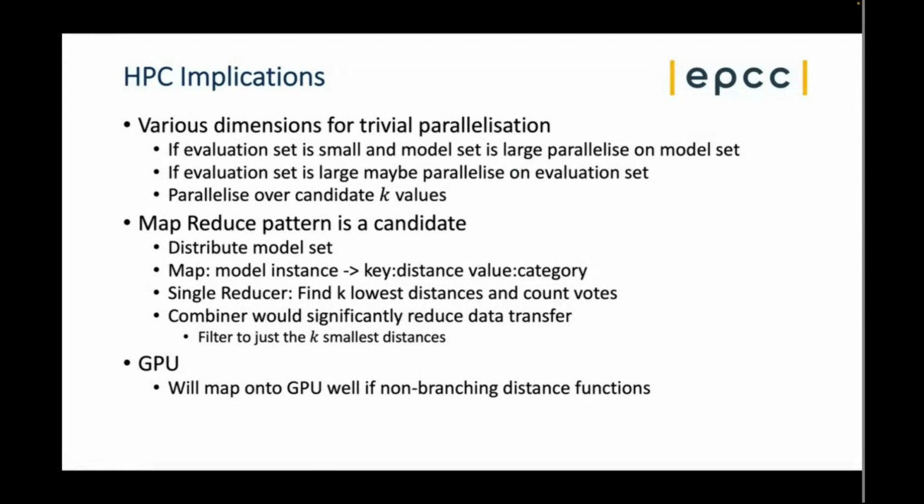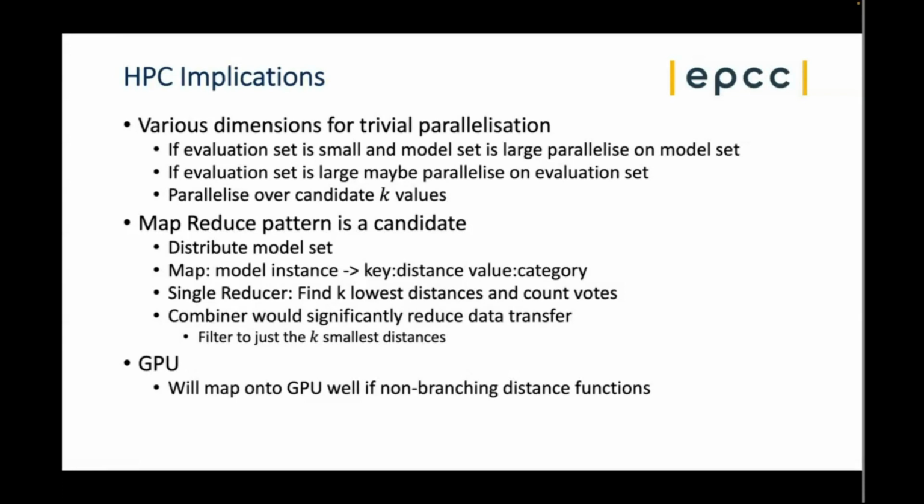This is maybe a little bit out of place here, but just a comment on the performance of this algorithm. One thing about K nearest neighbors is that there are various possible ways you can parallelize it and scale it up. If the evaluation set is small and the model set is large, you can parallelize on the model set. Those are the training set. If the test set is large, maybe you could parallelize on the test set. You could parallelize over different candidate K values, for example.